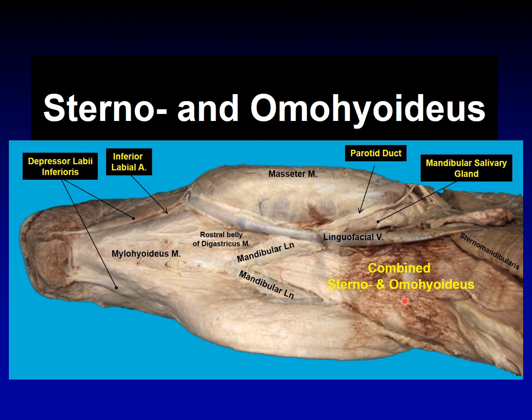This is basically where the cutting happens. The combined sternohyoideus and omohyoideus muscles, we take 30 centimeters of each of them, besides cutting the nerve, as part of the modified Forssell's technique.